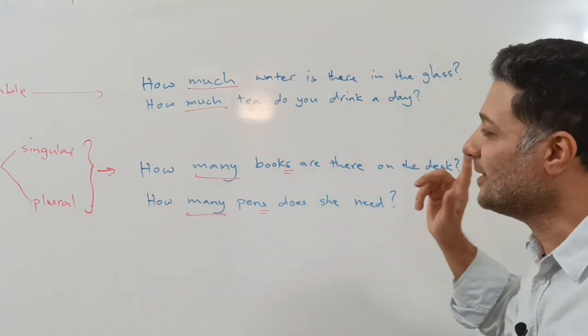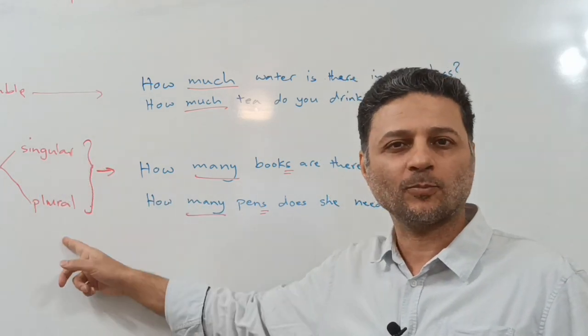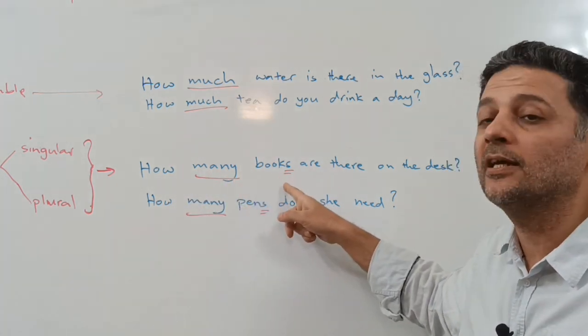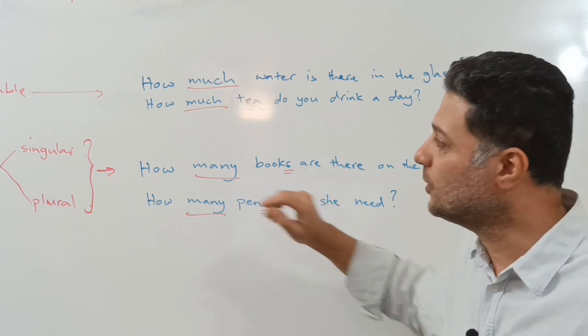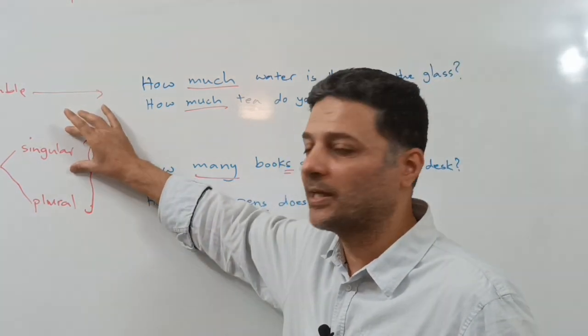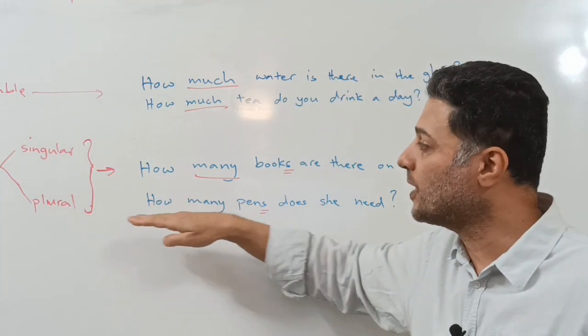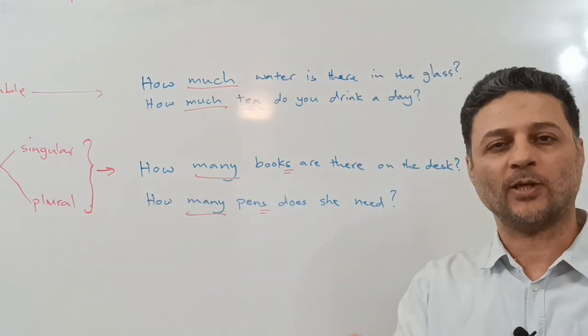Well, but for countable nouns, it doesn't matter whether it's singular or plural. The question would be how many books? Not book. We don't ask about the singularity of those single countable nouns. We always ask about the plural noun. This is the way we ask questions in English.